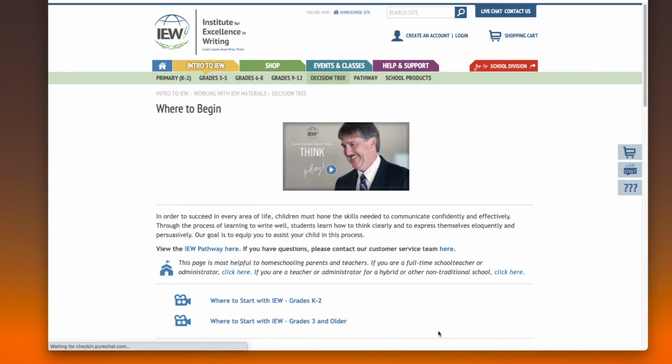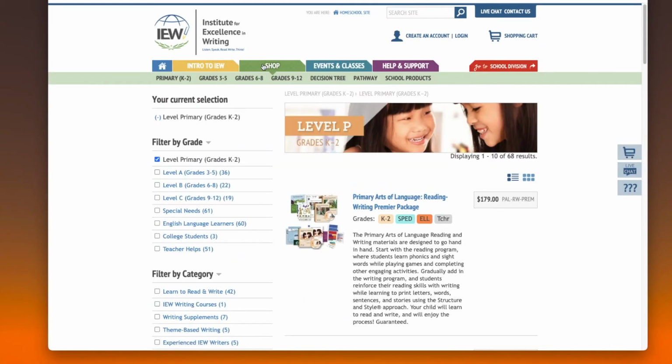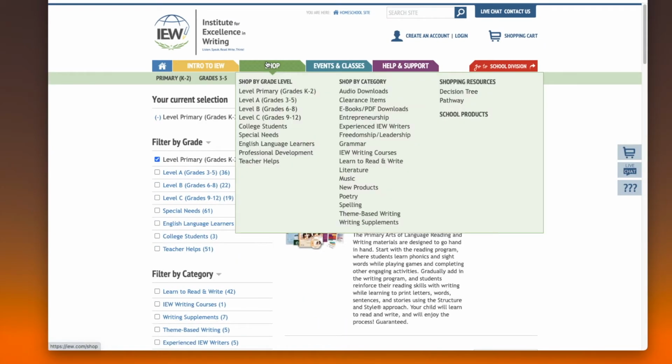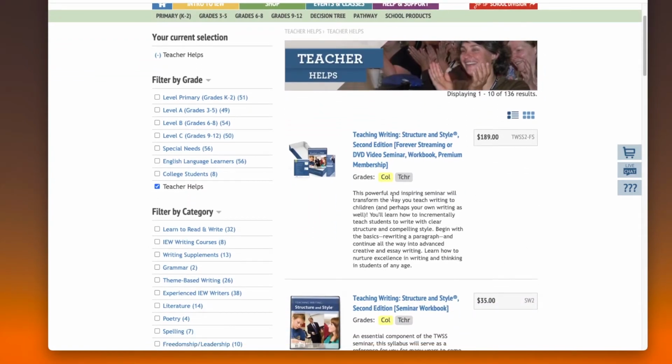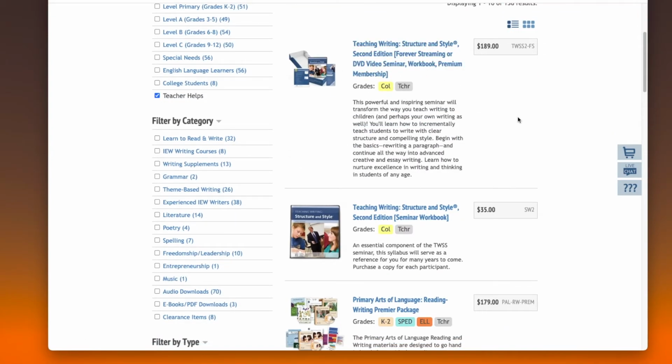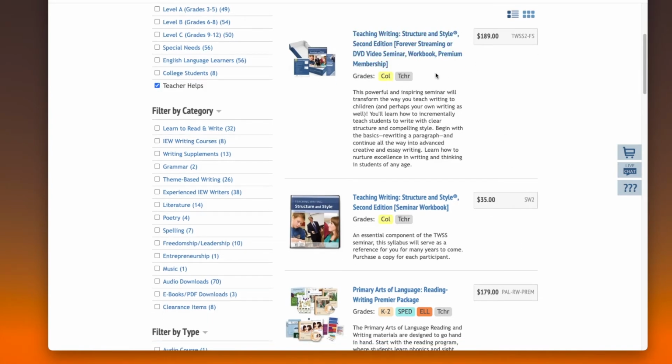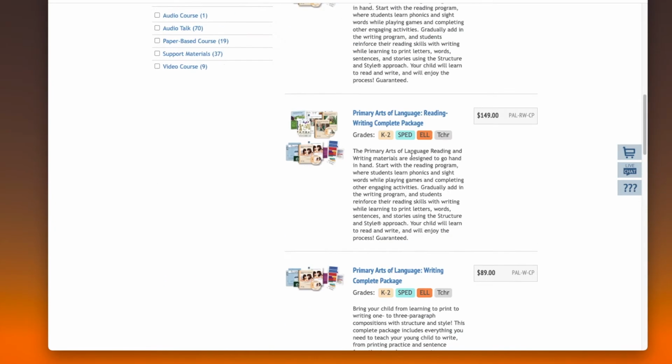The decision tree, again, is talking about the pathway here. If you are looking for the coursework for parents and teachers, that would be down here at Teacher Helps. And here is their course, Teaching Writing: Structure and Style, second edition, the forever streaming or DVD. So this means that you have access to this forever. You could just buy the book here. I think the course is worth it. It comes with so many videos.